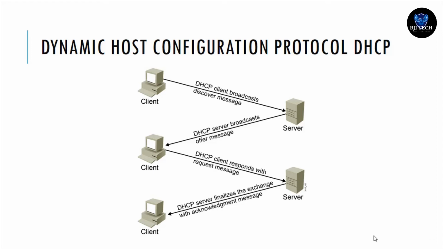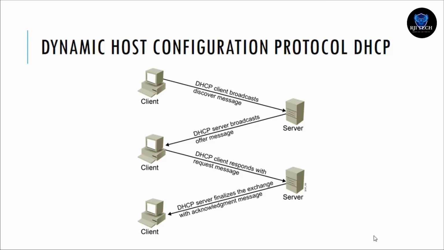What are these parameters? These parameters are the IP address, the subnet mask, the default gateway, and the DNS mainly. The DNS server that he can contact to communicate over the internet. Then the client responds with the request message for leasing and asking for these parameters. The offer message says that I'm a server, I'm a DHCP server, I can offer you these parameters. Then the DHCP server finalizes the exchange with acknowledgement message.